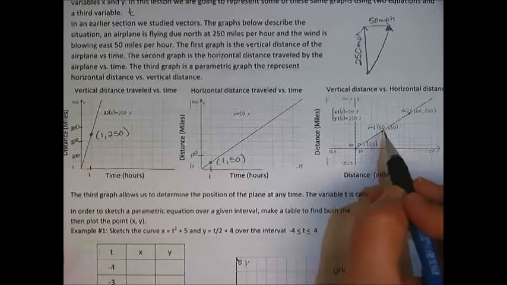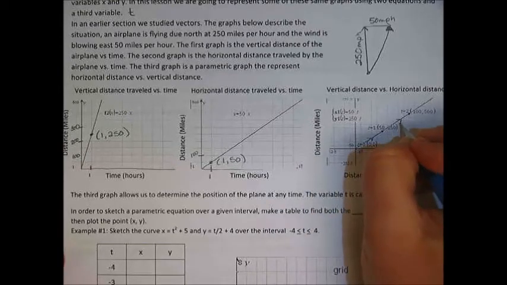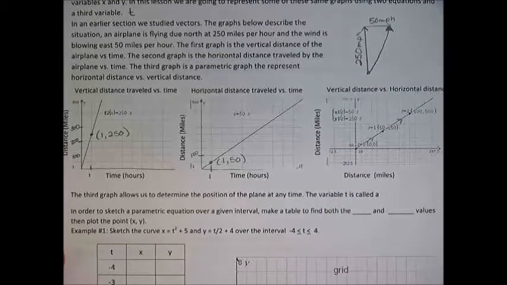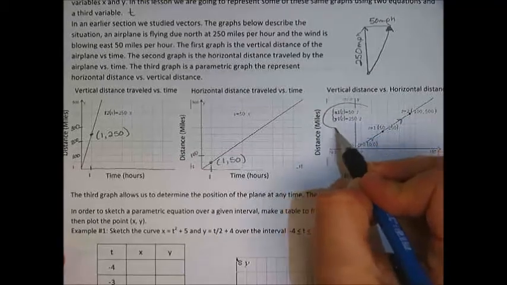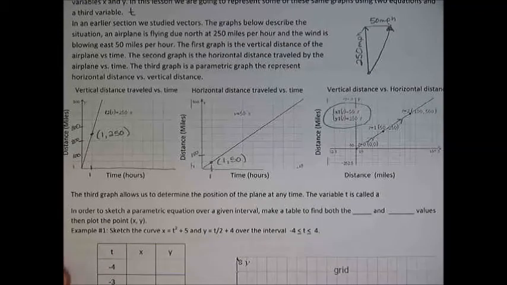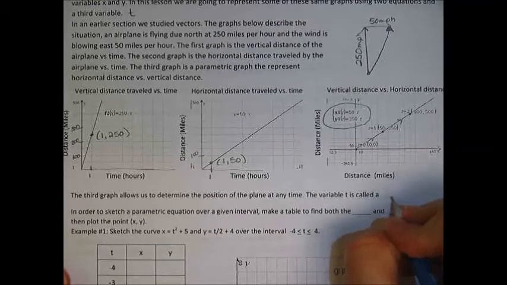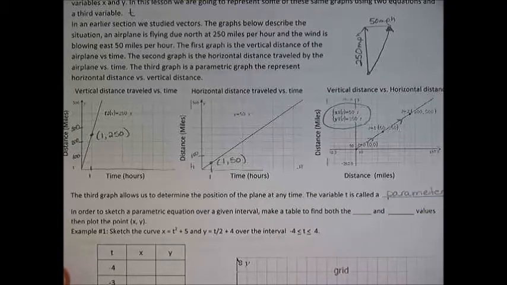And so this graph shows the orientation, and it's a little more like the vector. This is a parametric equation where you have an equation for x and an equation for y. The third graph allows us to determine the position of the plane at any time, and the variable t is called a parameter, and the parameter in this case is time.